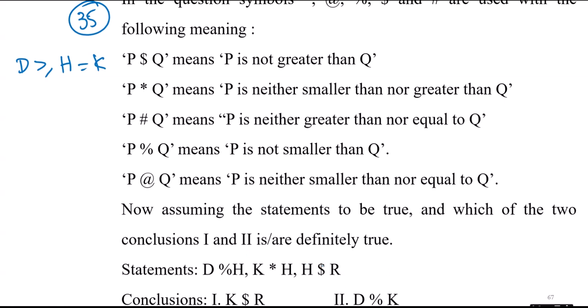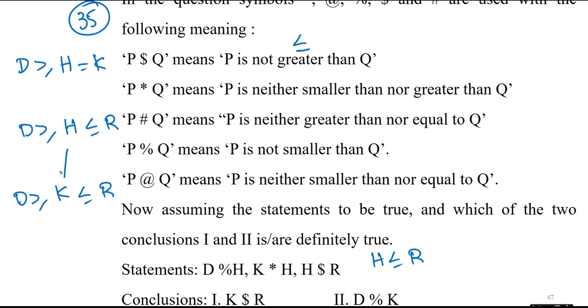Next one, H dollar R. Dollar, not greater than, means less than or equal. So H is either less than or equal to R. See, the question: D is either greater than or equal to H, K and H both are equal, and H is either less than or equal to R. In place of H, I can put K. Now D is either greater than or equal to K, and K is either less than or equal to R. H and K both are equal, and I am removing H because there is no conclusion with H.